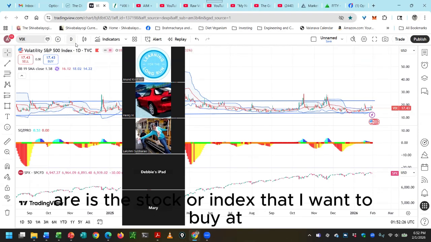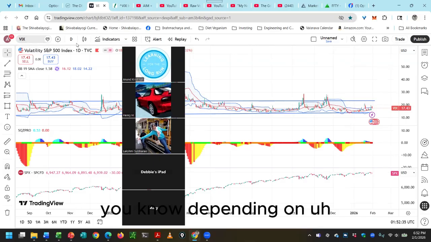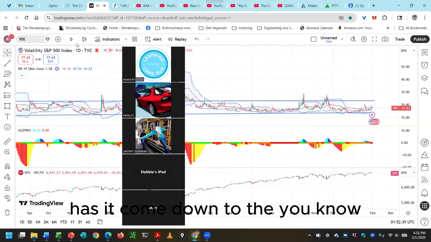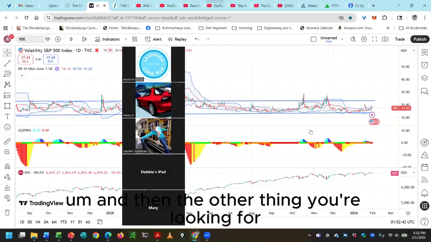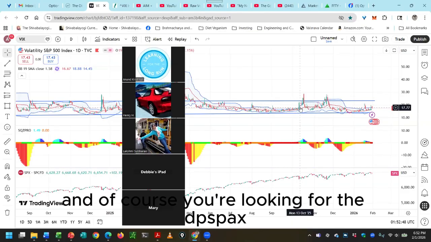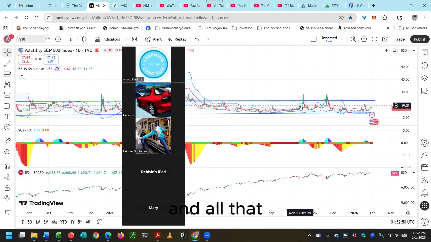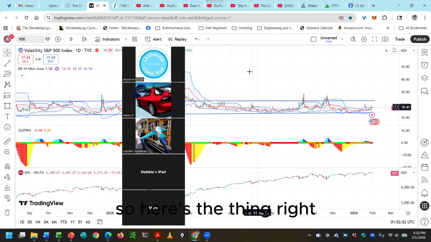One is, is the stock or index that I want to buy at a support or below Bollingers, or, depending on ADX above or below 20, has it come down to the averages or whatnot? And then the other thing you're looking for when it comes to the VIX. And of course, you're looking at the BPSPX and all that to show you whether we are oversold or not.